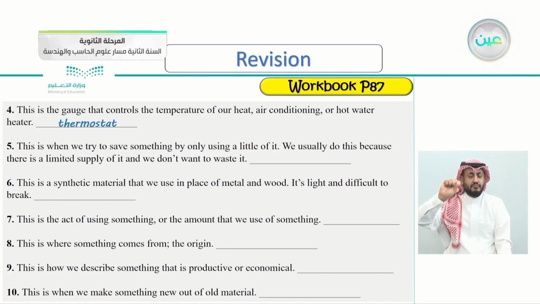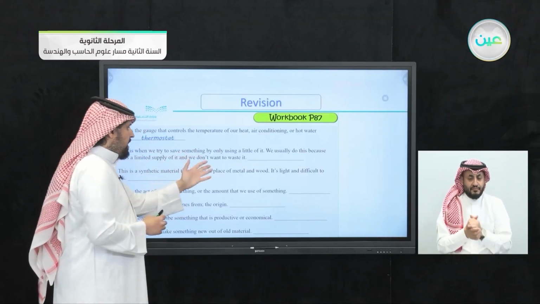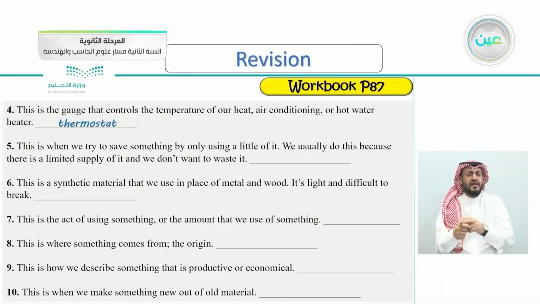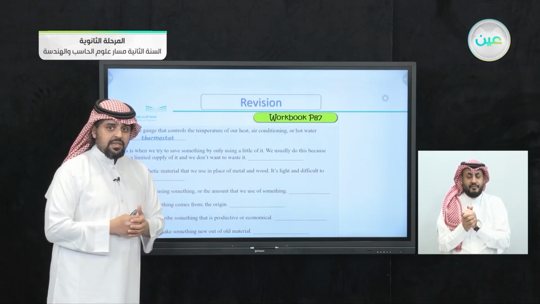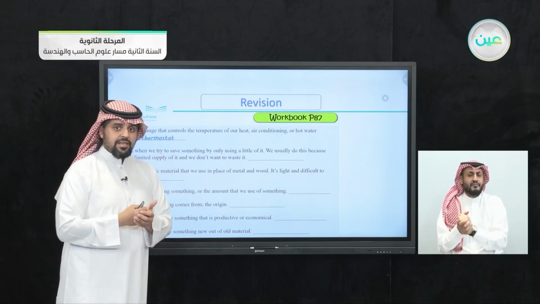Number five, this is when we try to save something by only using little of it. We usually do this because there's a limited supply of it and we don't want to waste it. So we use it just a little. So what do we call this whole action here?